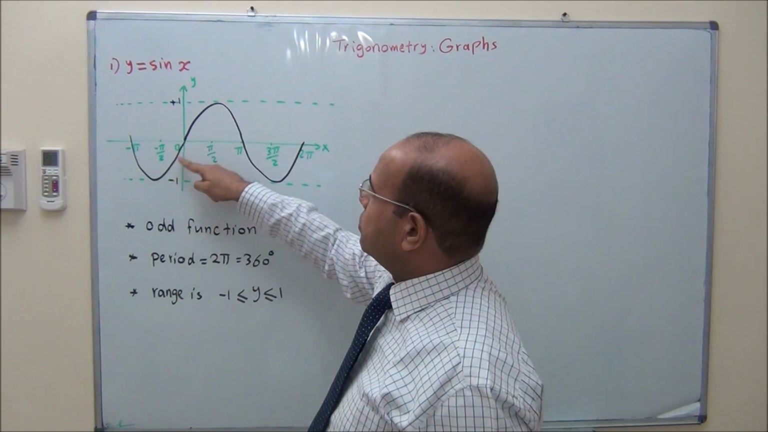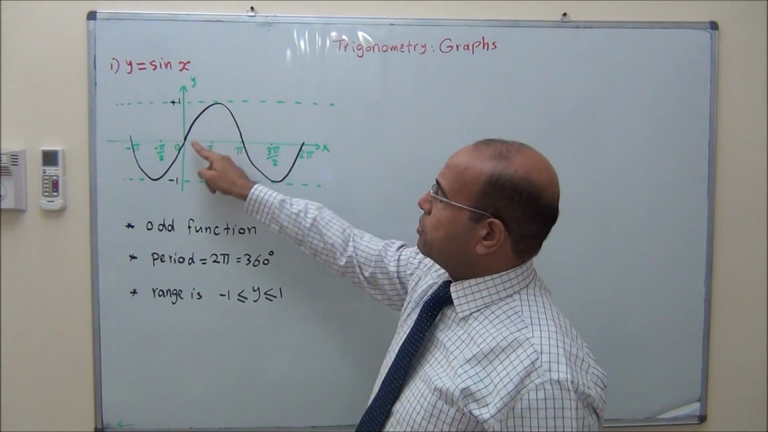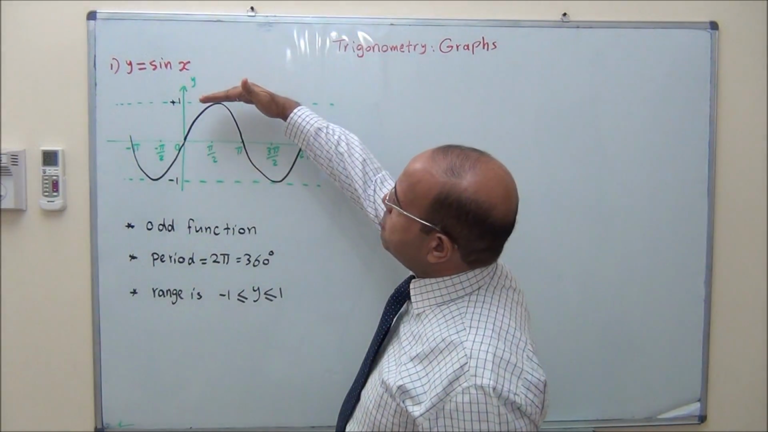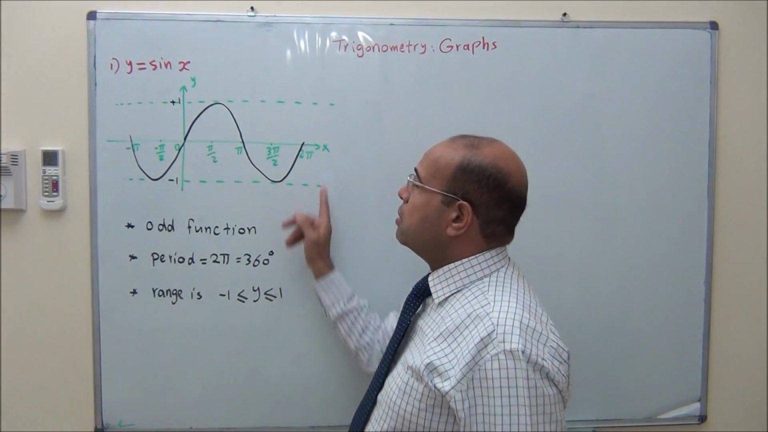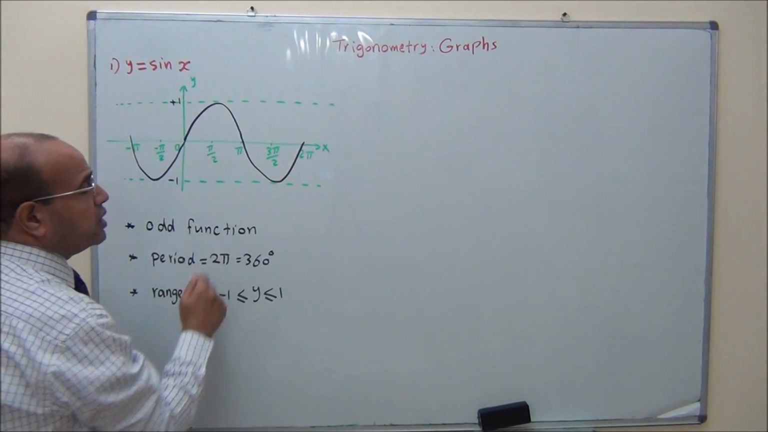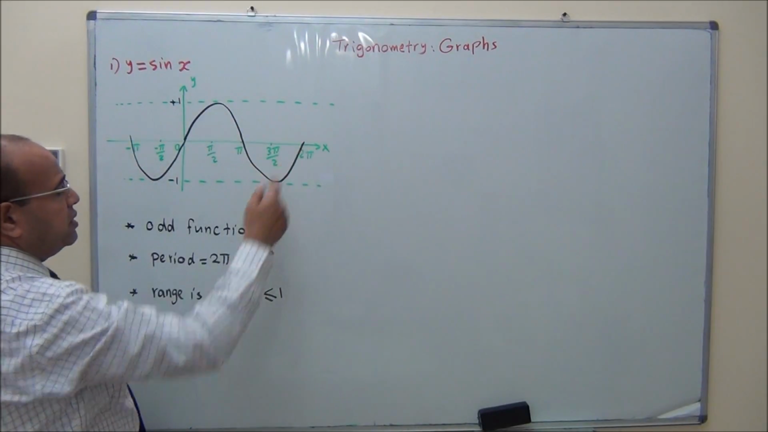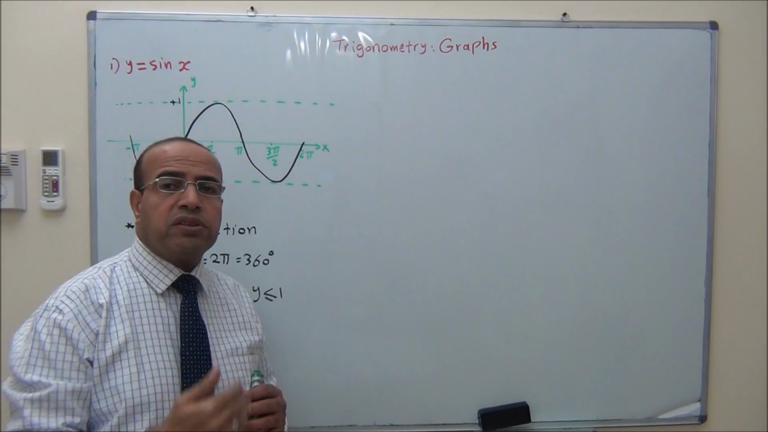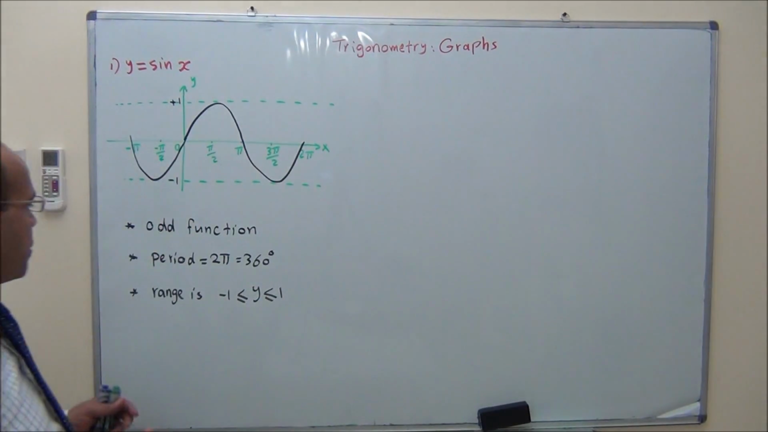So this is the graph of y equals sine x. The graph passes through the origin. The maximum value is positive 1, the minimum value is negative 1. The graph is symmetrical about the origin, so the function is odd. The period of the function is 360 or 2 pi. So the function repeats itself every 360 degrees or 2 pi.